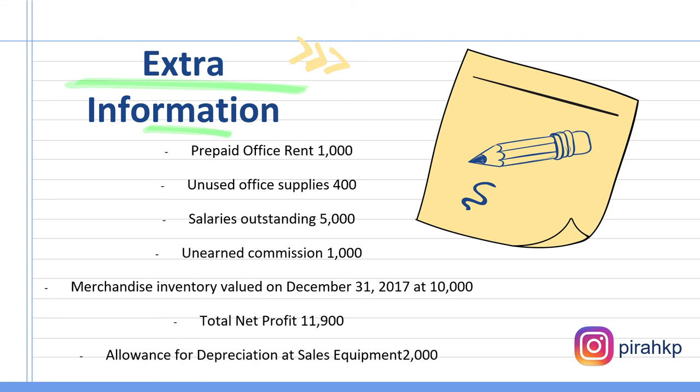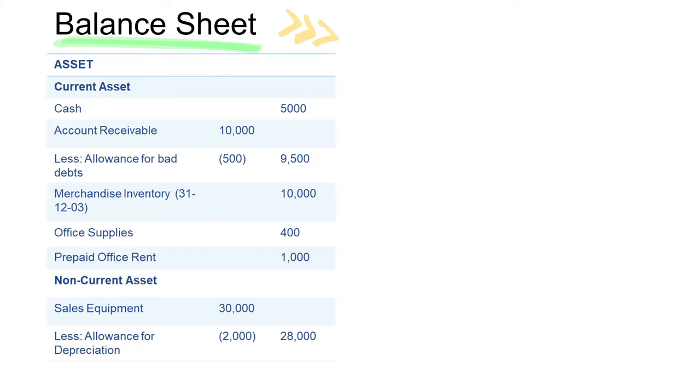We are already given allowance for depreciation at sales equipment 2000. This is given to us in extra information. So we are just going to write less allowance for depreciation. You are going to minus this amount from sales equipment so that you can see what's the value of sales equipment on December 31st, 2017 and onwards. What's the value? It's 28,000.